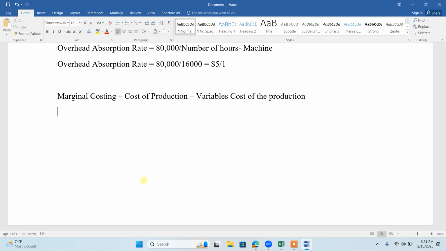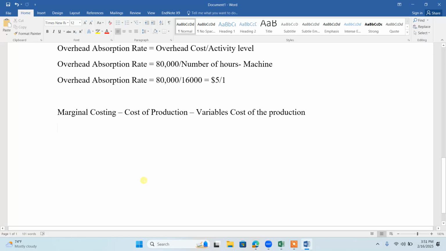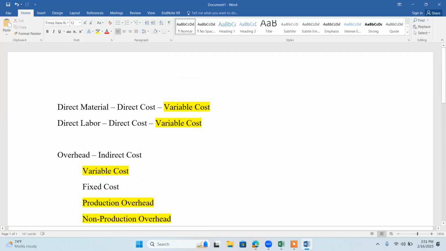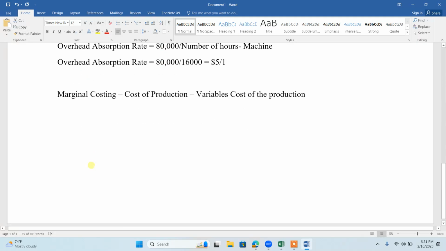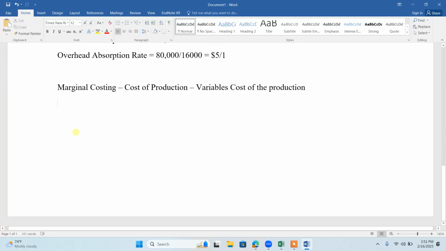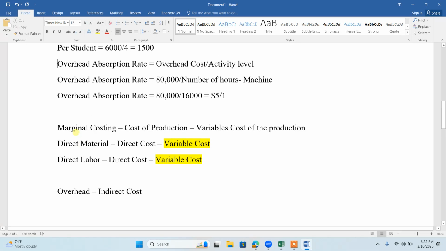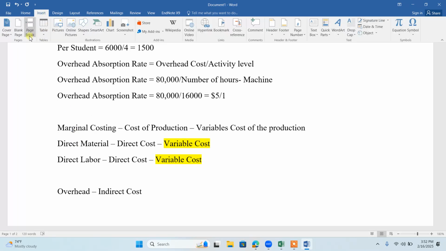For example, if I'm paying rent in advance for 3 years, why is producing a product in this year responsible for the 3 year rent? So in the marginal costing method, we only use the variable cost in the production cost. So it means that I told you that these are the production cost. You can see these are the three components.